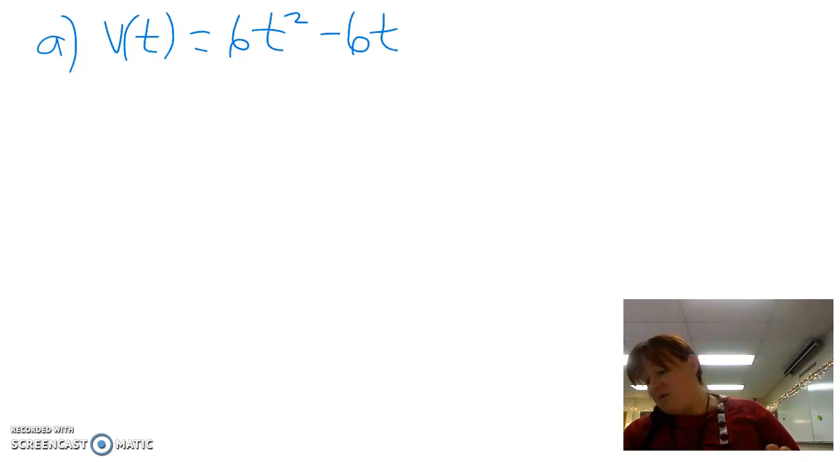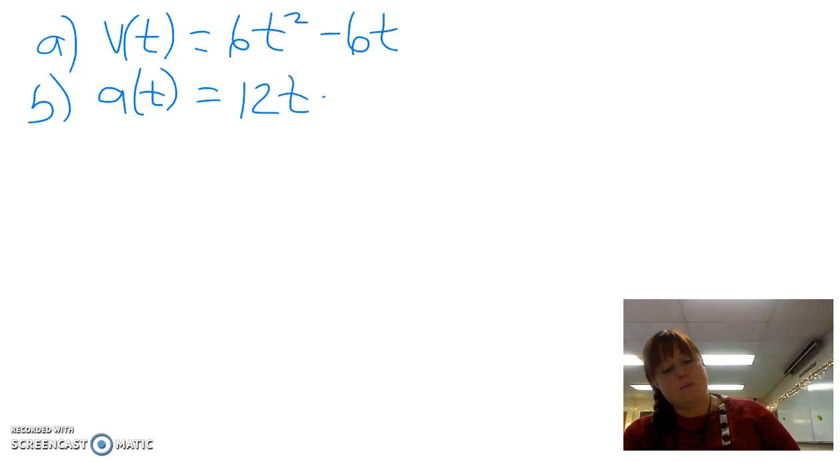And then find the acceleration function. Well, remember the acceleration function is just the second derivative, so we're going to differentiate one more time. So we have 12t minus 6 is our acceleration function.